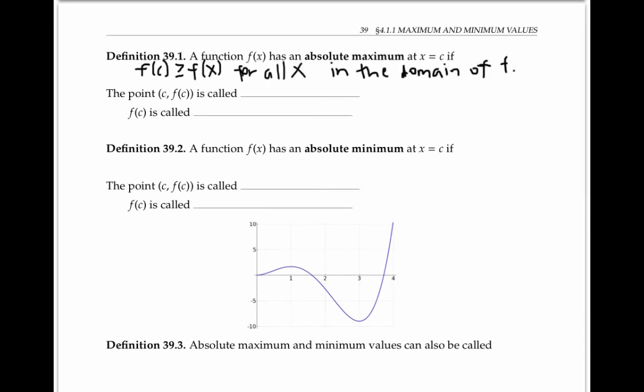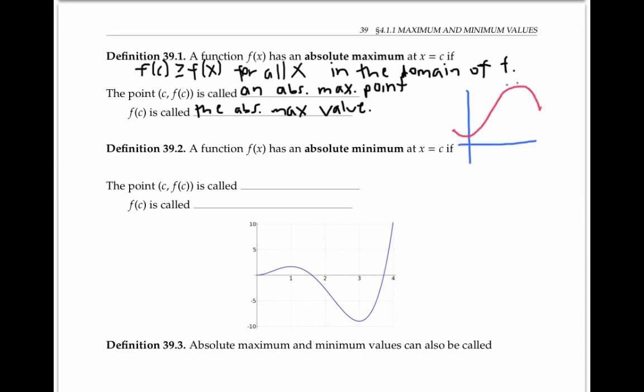The point with x and y coordinates of c, f of c, is called an absolute maximum point, and the y value f of c is called the absolute maximum value. Now if I draw a graph of f, the y value f of c is the highest value that that function ever achieves. And an absolute maximum point is just a point where it achieves that maximum value.